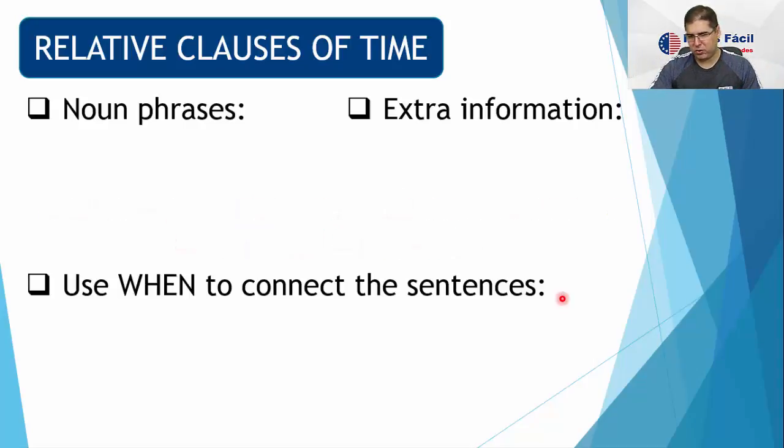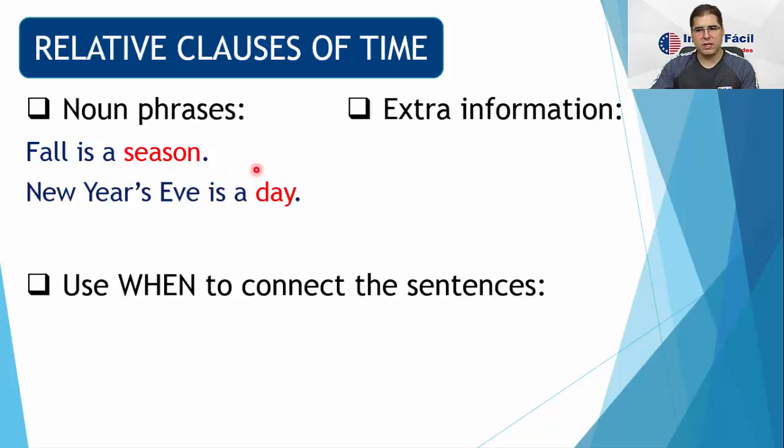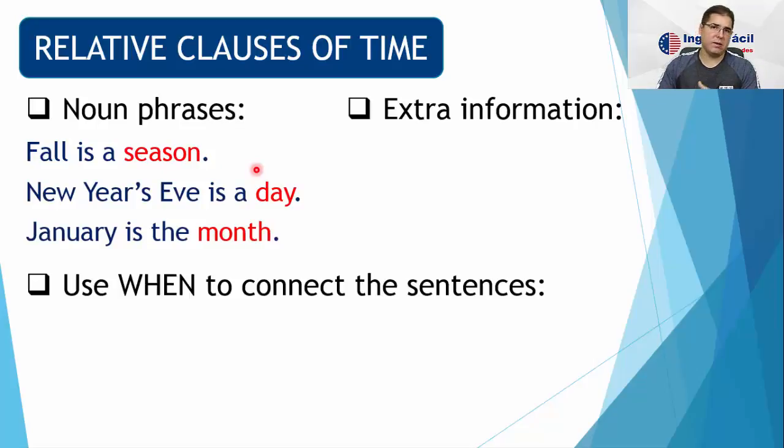Let's see that. Okay, so first we have a noun phrase. A noun phrase is a phrase like this one here. Fall is a season. Halloween is a day. All these are noun phrases. So fall is a season, New Year's Eve is a day, January is a month, or is the month, as I said here. So in these cases, we already have a full sentence, right? Fall is a season. So this is a complete sentence, right? We can understand the meaning of this sentence. Fall is a season, New Year's Eve is a day.